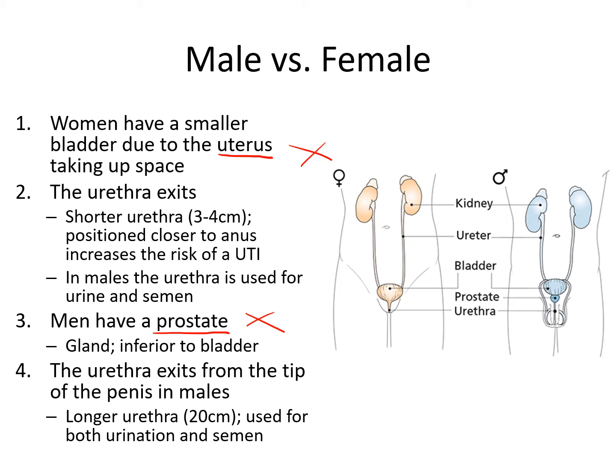They are completely different, and women have a smaller bladder due to their uterus. Males have a prostate, which can cause problems with urinating, but it serves reproductive purposes as well. So don't compare them like, well, women have a uterus and males have a prostate. That is not something to compare when talking about the difference between the urinary systems.